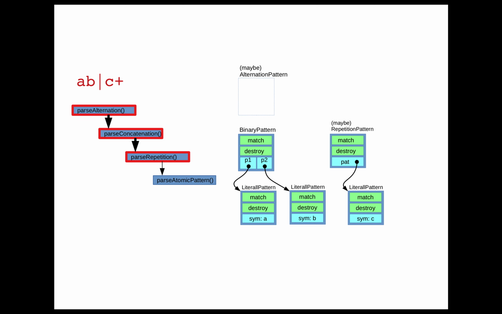Parse concatenation doesn't see anything else in the pattern, so it's going to fall all the way back to parse alternation, and then finally we get to instantiate a pattern object of your choice, however you want to implement it, but a pattern object that's going to do the job of matching either the AB part of this pattern or the C plus part of this pattern. And this should match what we started with.